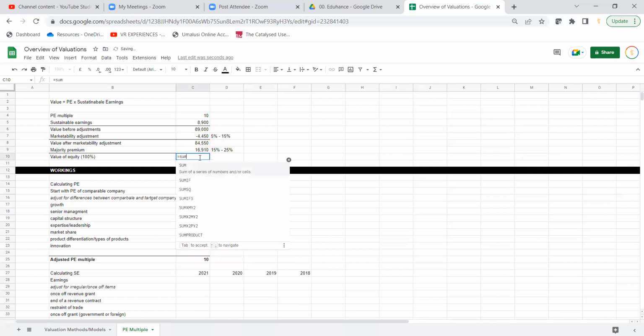So then we add. So therefore, the value of the company, 100%, is 101,000 Rand. Now, if you want only 60%, you take that number and multiply by 60%. If you want value per share, we divide by the number of shares to get a value per share. So that is basically how we deal with a PE multiple.